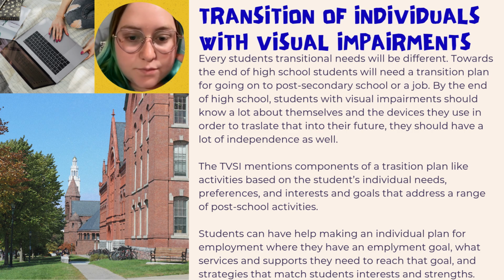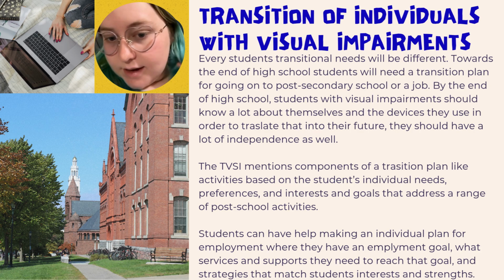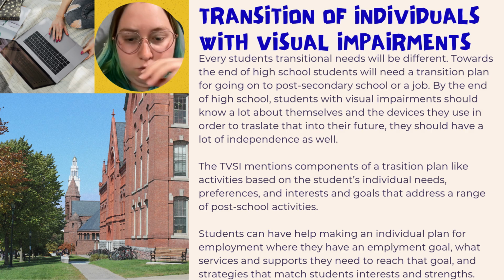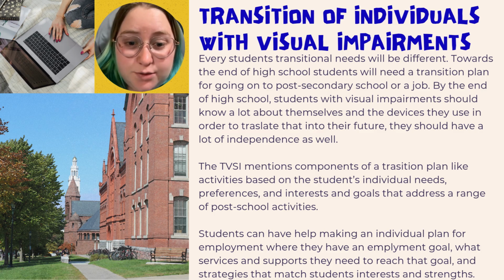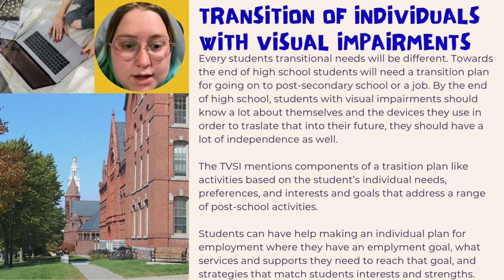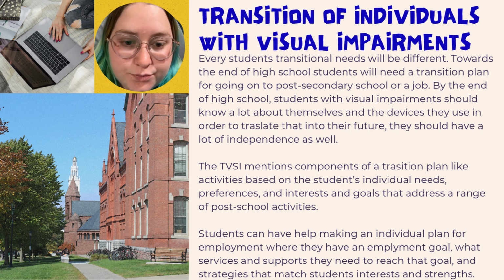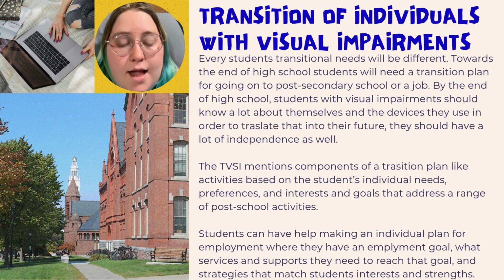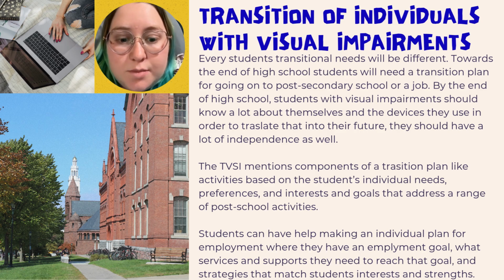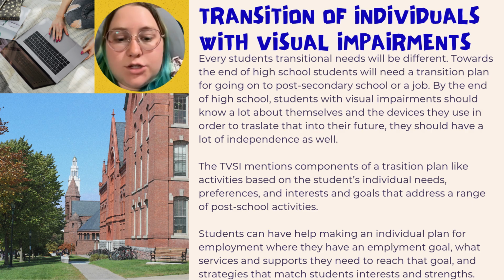The TSVI mentions components of a transition plan, like activities based on the student's individual needs, preferences, and interests, and goals that address a range of post-school activities. Students can have help making an individual plan for employment, where they have an employment goal with what services and supports they need to reach the goal, and it should be based on the needs, interests, and strengths of the individual with visual impairments.